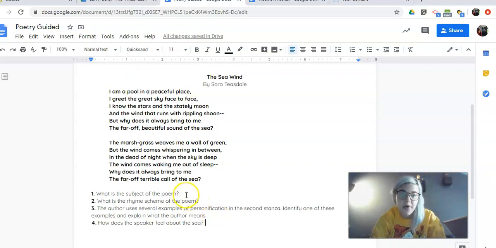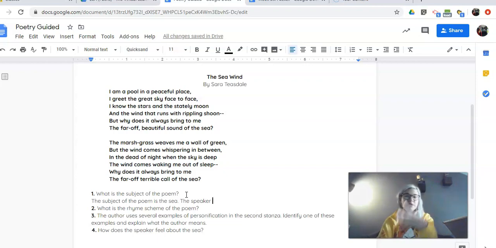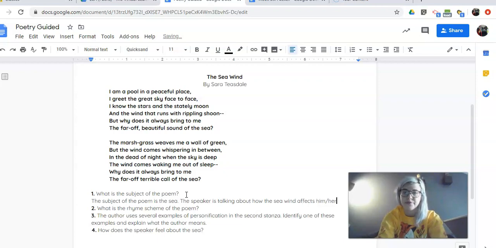So the subject of our poem, the subject is what they're talking about or who they're talking to. In this one, we don't know who they're talking to, so our subject of the poem is the sea and the speaker. So when you're talking about a poem, you don't say the author, you say the speaker, because we don't know who is speaking. So there's the speaker and the subject. Speaker is who is talking, and the subject is what they're talking about or who they're talking to. Okay? So the speaker is talking about how the sea wind affects him or her. Okay?